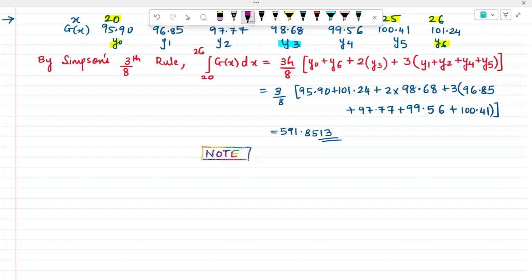So that's a note. If yn is such that n is even. n is even. So n could be 2, n could be 4, n could be 6, 8, any number. Okay, n is even. Fine. Then you are expected to use Simpson's 1/3 rule.